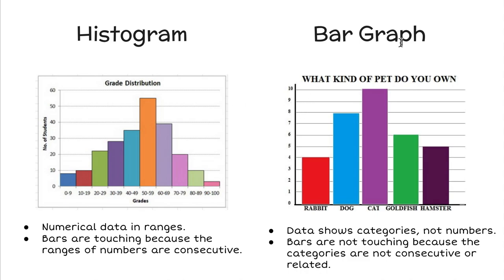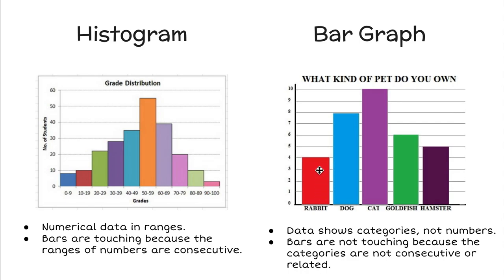Now our bar graph was slightly different because this was talking about the type of pet that you own, and so it was broken down by pet on the x-axis versus having numbers there like we did in our histogram. You can also see that the bars here are not touching, and that's because if you have a rabbit, it has nothing to do with you having a dog or not having a dog. So they don't have to do with one another, so they're separated here.